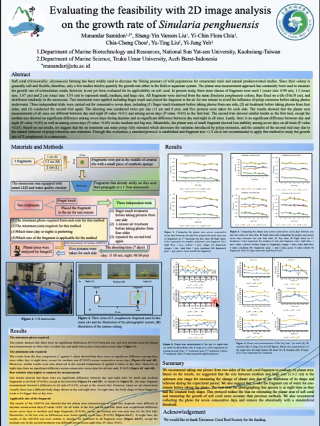So in this present study, we used Sinularia penghuensis with three classes of fragments, 1 centimeter, 1.5 centimeter, and 2 centimeter, to represent small, medium, and large sizes. All fragments were derived from the same colony. Then we fixed them on a tile with dimensions of 10 by 10 centimeter and distributed them randomly in the mesocosm.